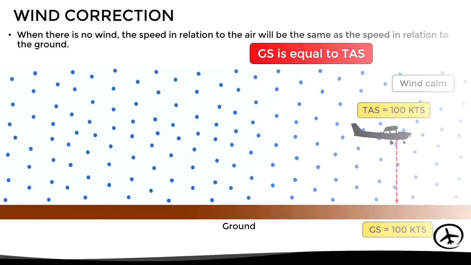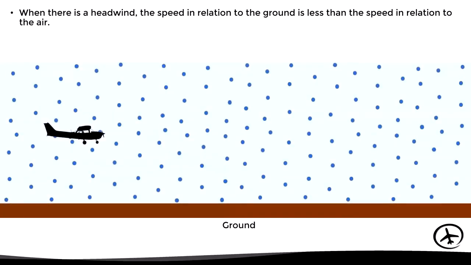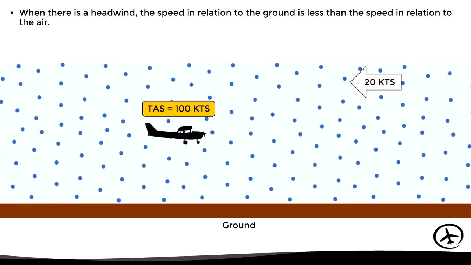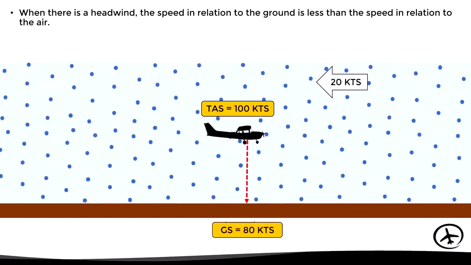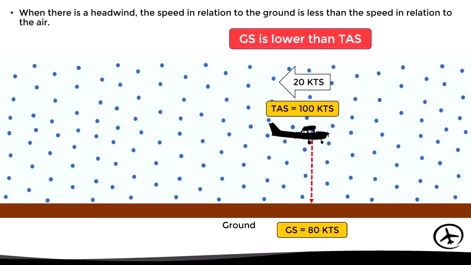Now, if we experience a headwind, the ground speed will be less than the true airspeed. Let's see why. Here the aircraft is flying with a headwind of 20 knots. This means that the air mass is moving against the aircraft at 20 knots. Here, if the aircraft is moving at 100 knots in relation to the air mass, we will observe that its speed in relation to the ground will be 20 knots lower, so the ground speed will be 80 knots.